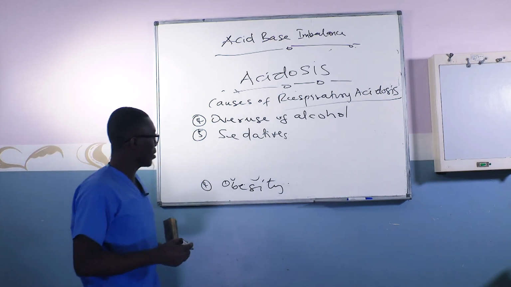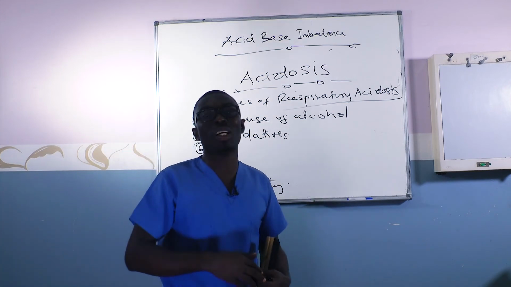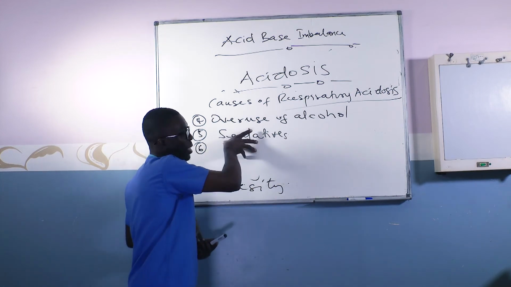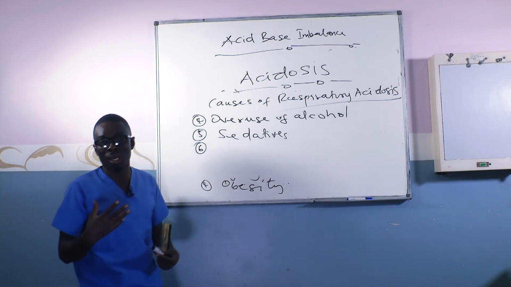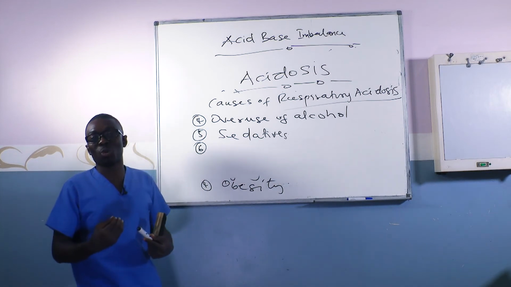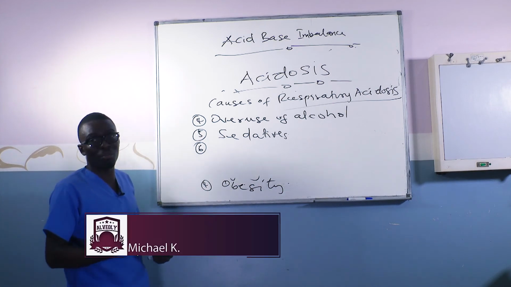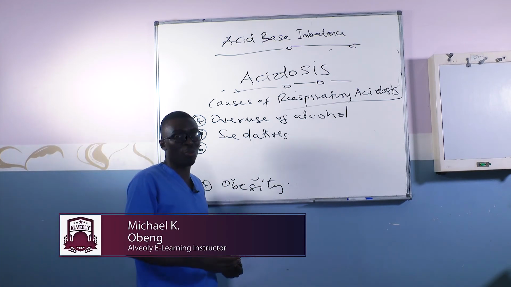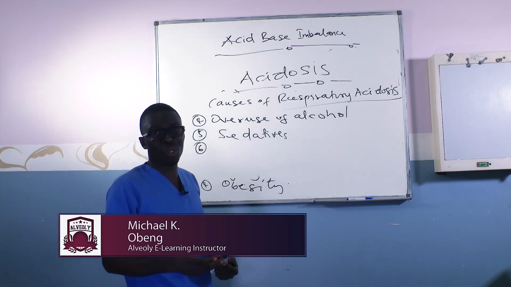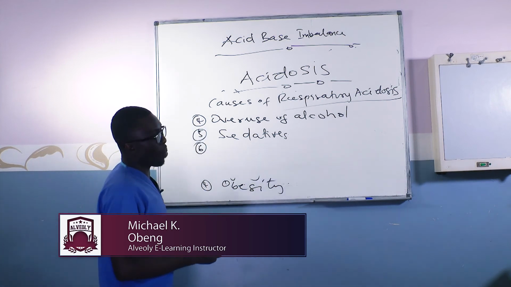Then the last one, we can also talk about problems with the nervous system. When the nervous system has an issue, it's the same explanation as that one. It affects our breathing pattern, because our breathing is an involuntary mechanism that we cannot control. It's being controlled by the nervous system. So if there's a problem with the nervous system, it affects our breathing pattern. Then there's excessive accumulation of carbon dioxide, leading to formation of an acid. Then it results in acidosis.